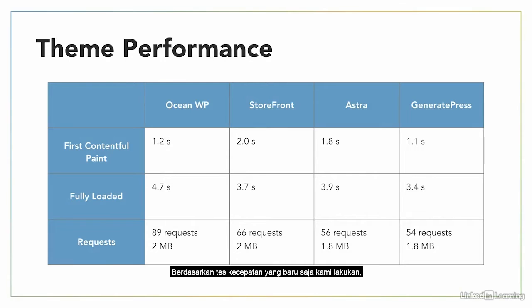Based on the speed test we just performed, I put all of the data into a table. Based on this data, I'm going to be switching to the Generate Press theme. It has the lowest first contentful paint, the lowest fully loaded time, as well as the fewest number of requests, and it's tied for downloading the least amount of data. So this is the theme I'm going to use.